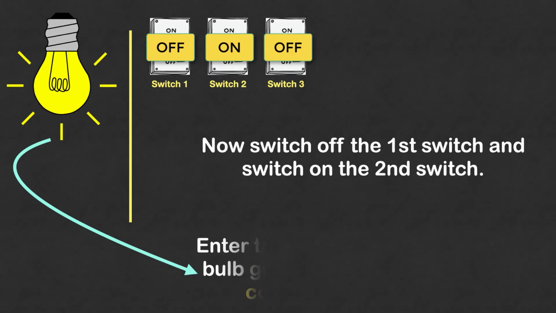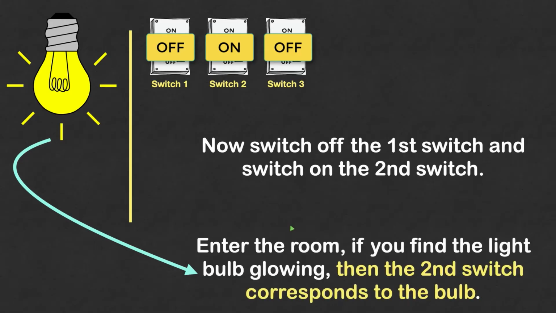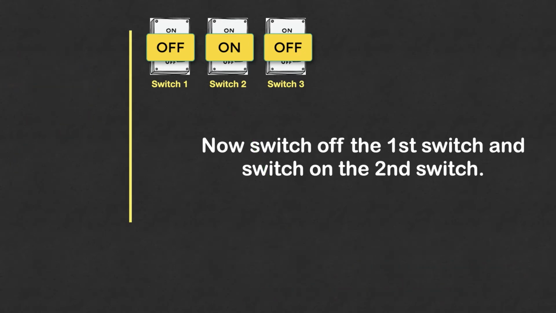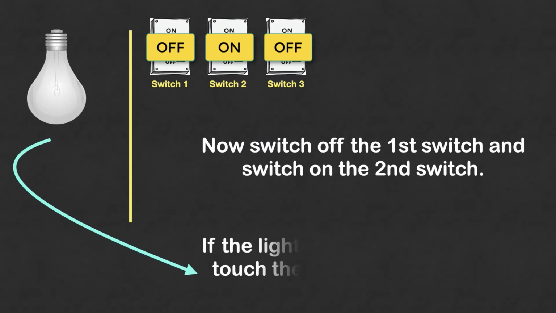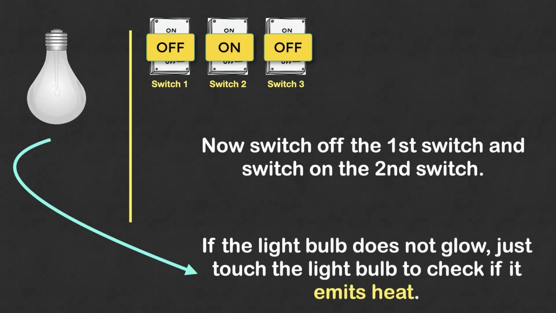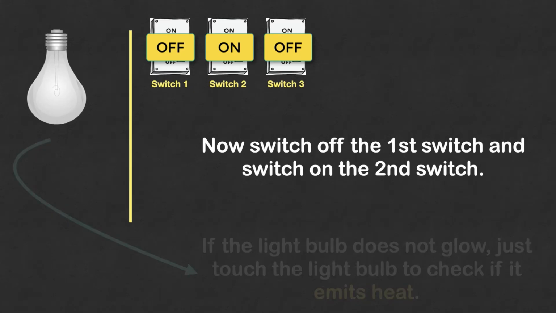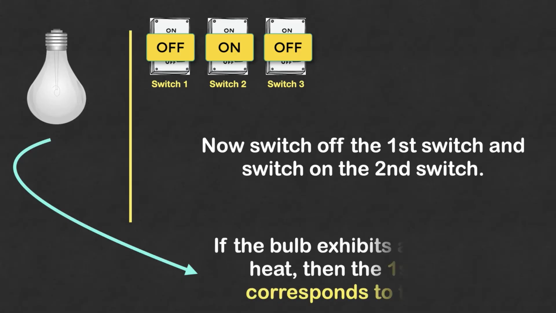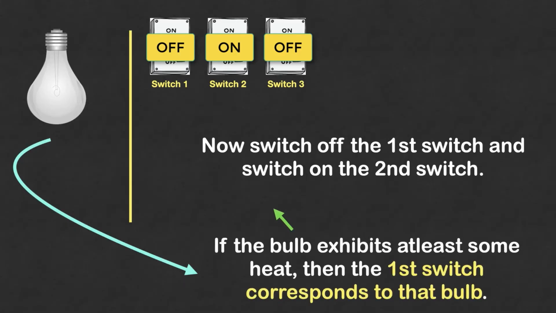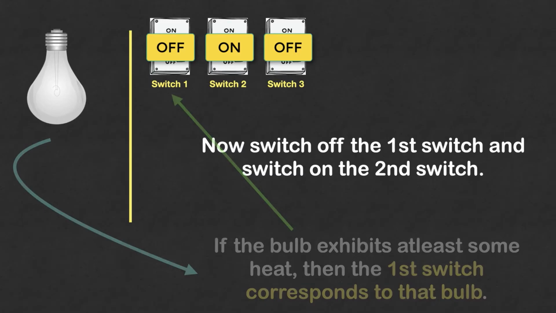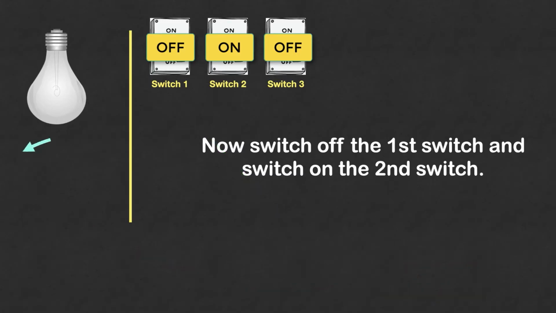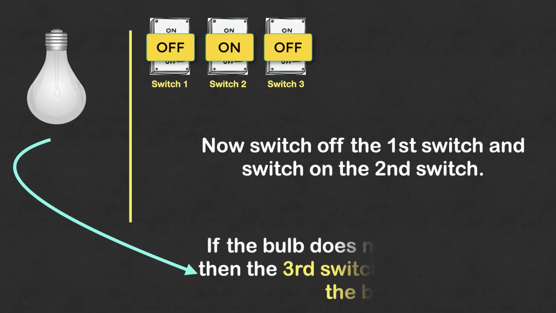If you find the light bulb glowing, then the second switch corresponds to the bulb. If the light bulb does not glow, just touch the light bulb to check if it emits heat. If the bulb exhibits at least some heat, then the first switch corresponds to that bulb. If the bulb does not exhibit heat, then the third switch corresponds to the bulb.